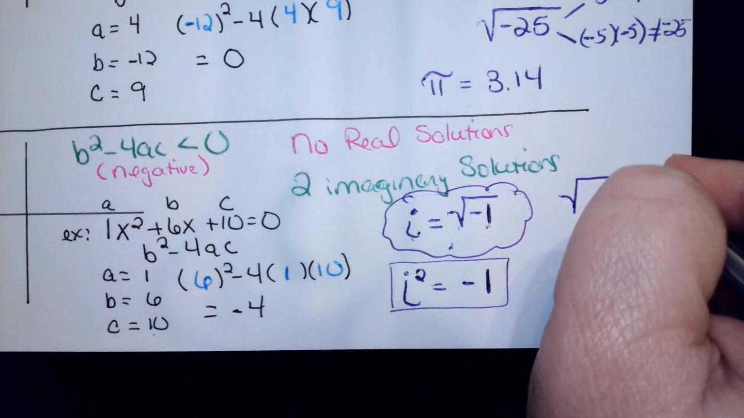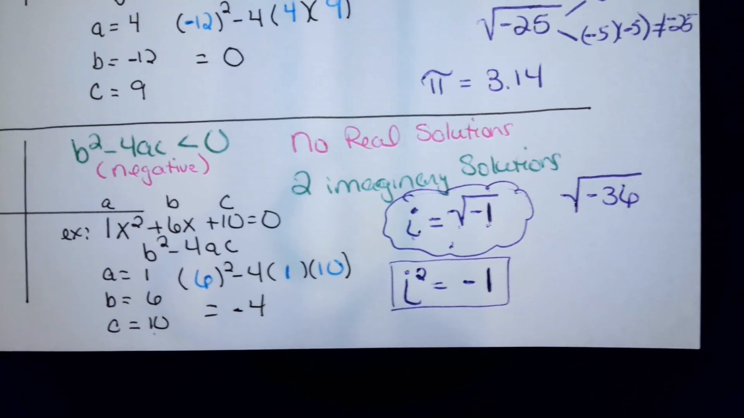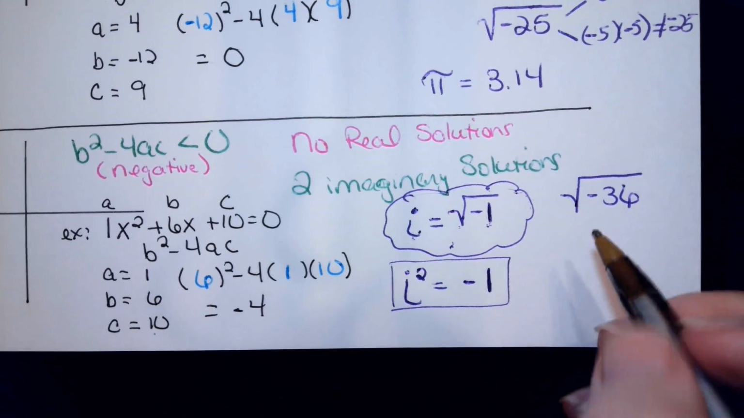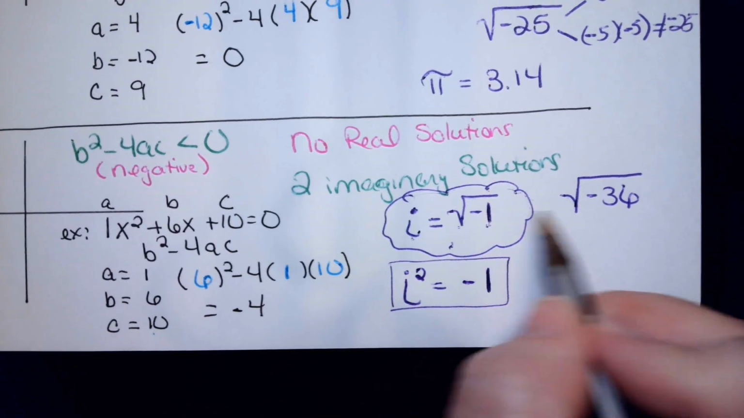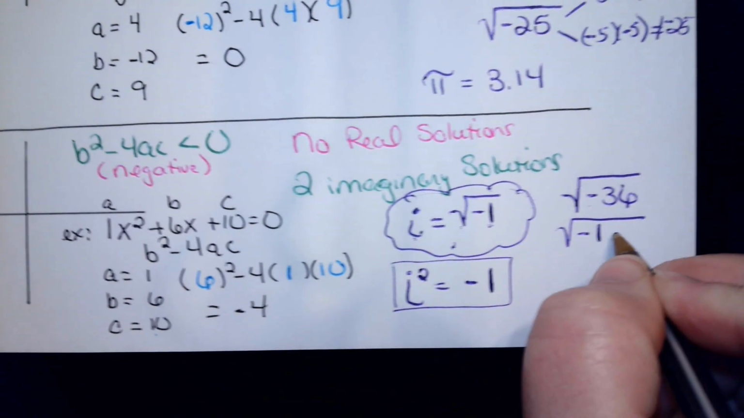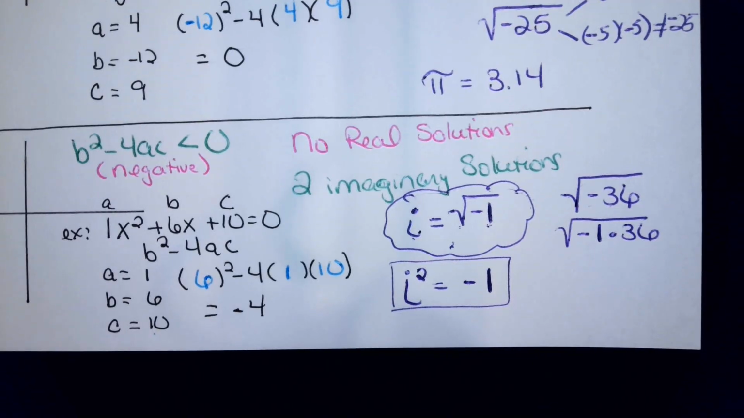So if I gave you the square root of negative 36, I'm going to show you how we're going to break this down. It's very easy. All right. Negative 36 can be broken down into a negative 1 times 36. Because negative 1 times 36 is still negative 36. So I haven't changed the value. I've just written it in expanded form.